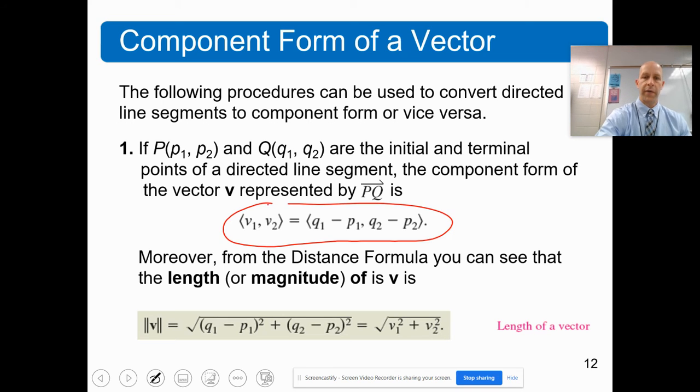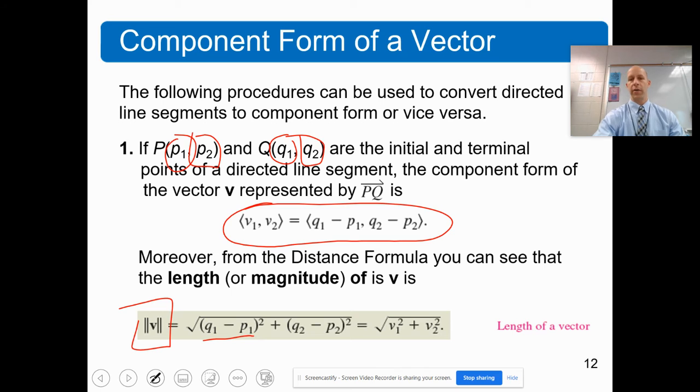So you just do the following. You just subtract the x's. You're going to take Q1, that's this x, minus P1, and then we're going to subtract the y's. So that's what you're doing. And then to find the magnitude, which is that double absolute value symbol, again, you're going to subtract the x's and then square, plus subtract the y's and then square. So there's our distance formula.